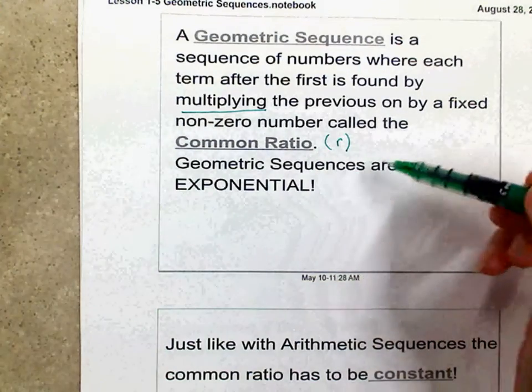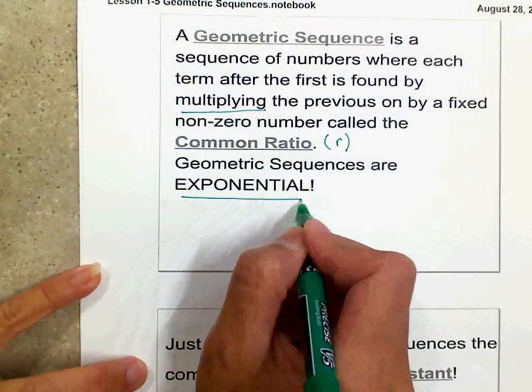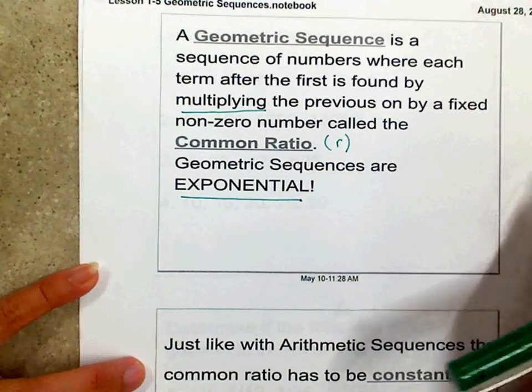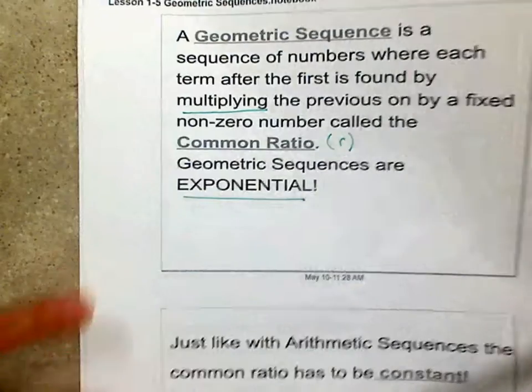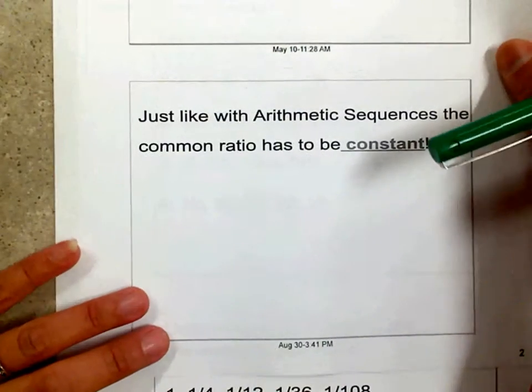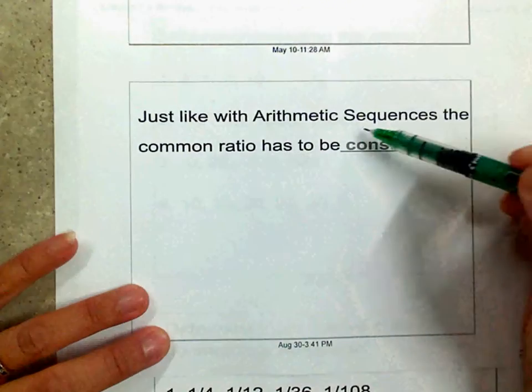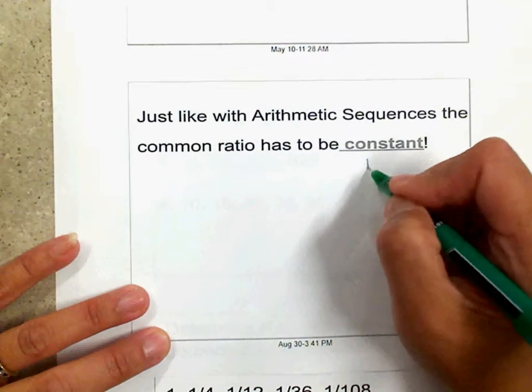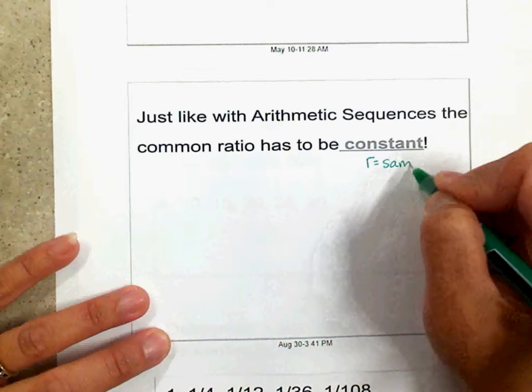Geometric sequences are exponential, okay? That means 2 to the first power, 2 to the second power, and so forth. Just like with arithmetic sequences, the common ratio has to be constant. That means your R stays the same. It never changes.